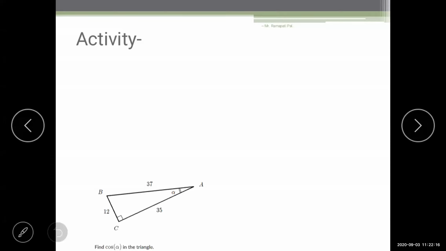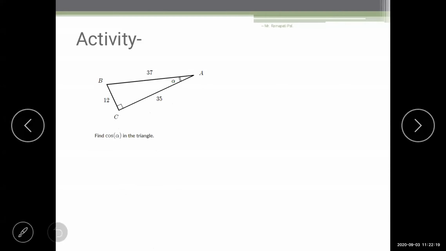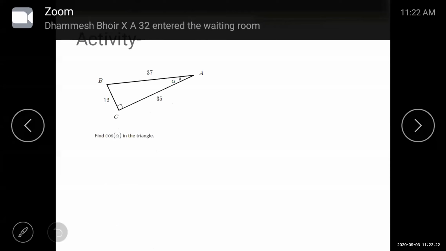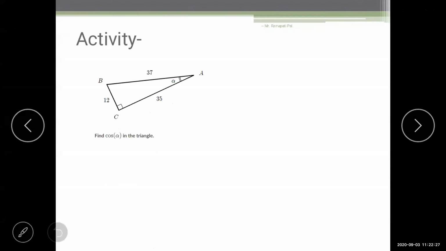Okay, let's see the diagram first. You have to find cos theta, cos alpha. You can see alpha is there. Write the answer first: cos alpha in this triangle. Triangle ABC is there. C is at 90 degrees. The values are given. Write the answer first. Fast. I want the answer to be there still.